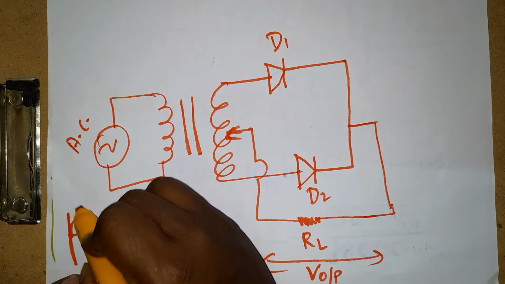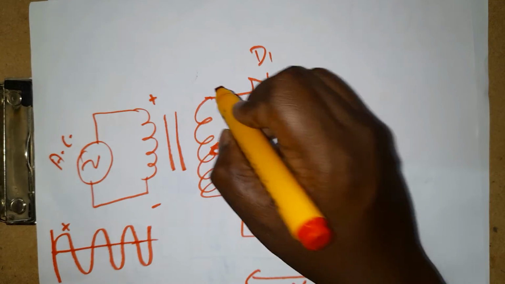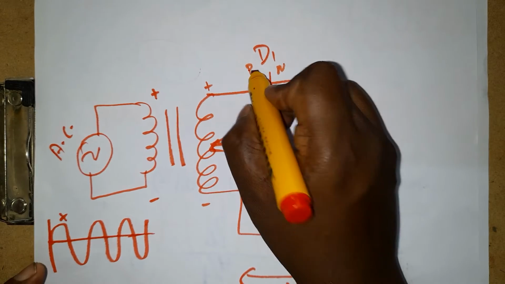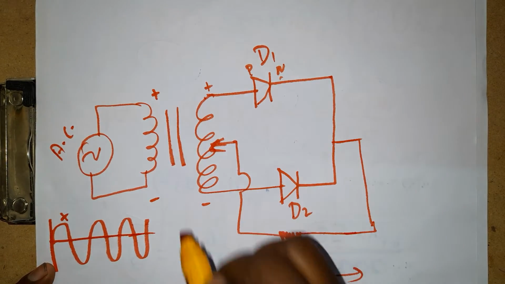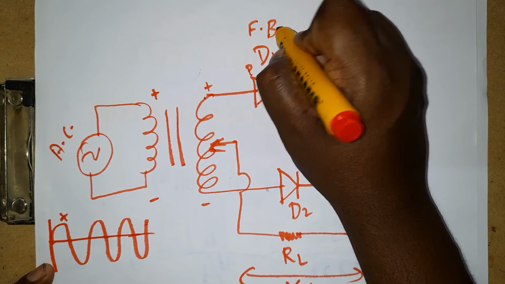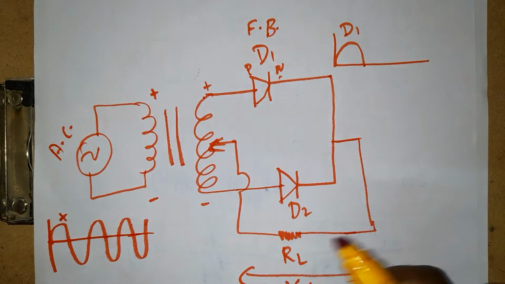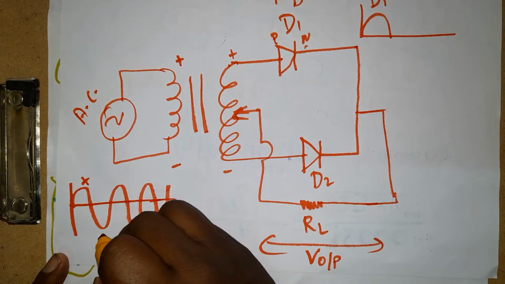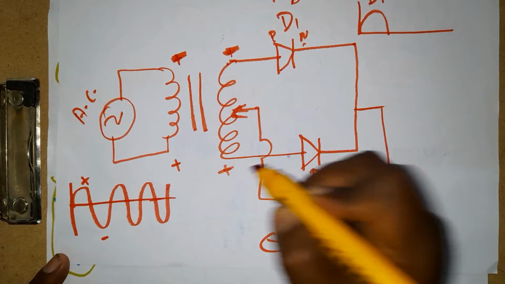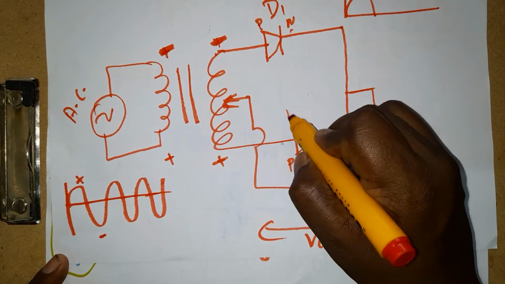When the current is going upwards, this end will be positive and this end negative. So this becomes P and this becomes N. P is connected to positive and N to negative, which is called forward bias. With forward bias, diode 1 (D1) works. In the next cycle, the negative cycle, this end becomes negative and this end positive, and now the other diode is forward biased.